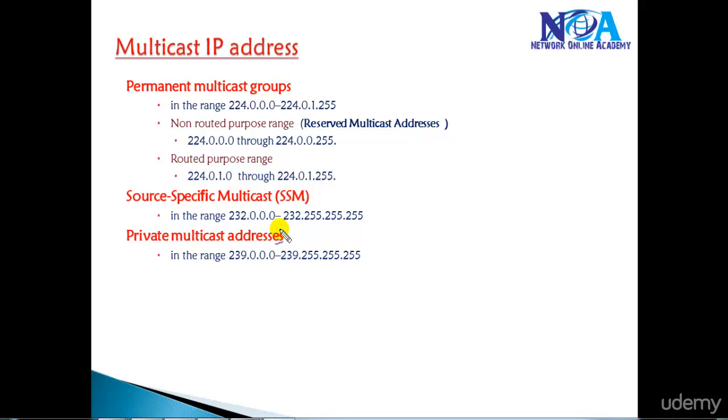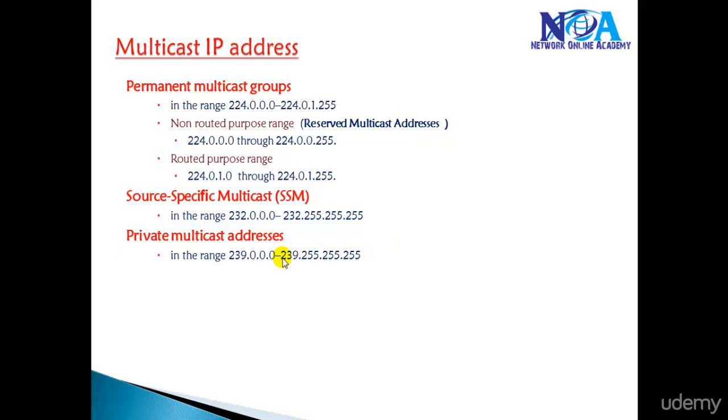And then finally you have another range called the private multicast address range. This range is used for private multicast domains within the same organization, or by any organization that wants to use these addresses within its own multicast applications. So it's like, within your company, if you want to run any multicast application, more like a private IP address, you can use this address range.